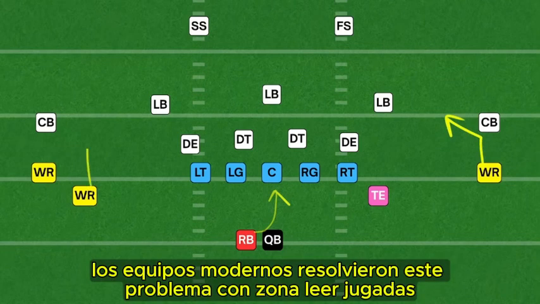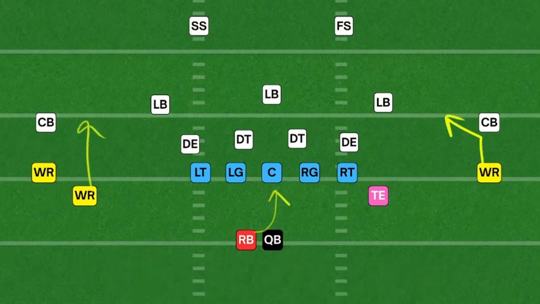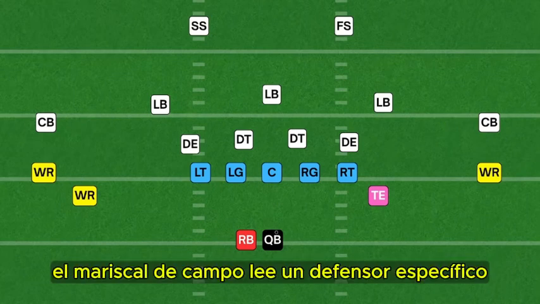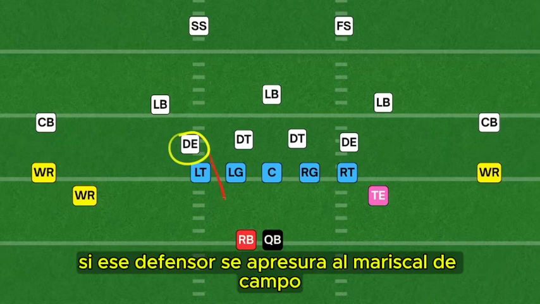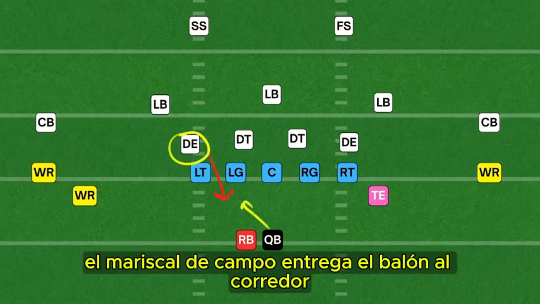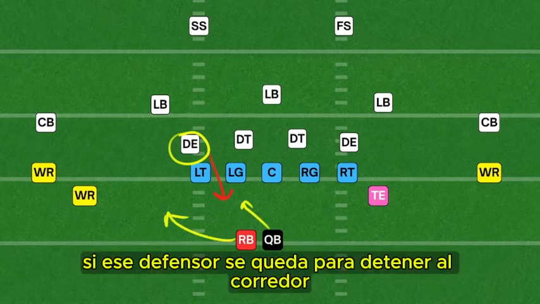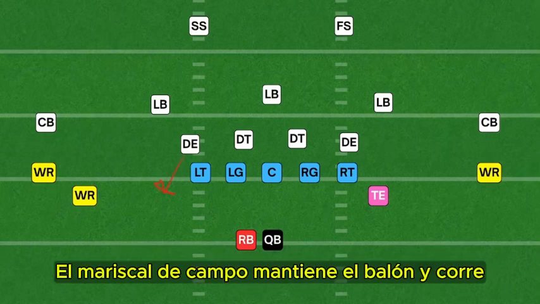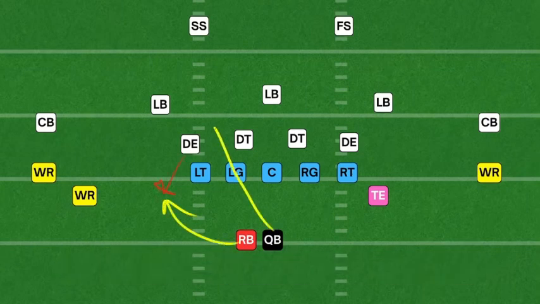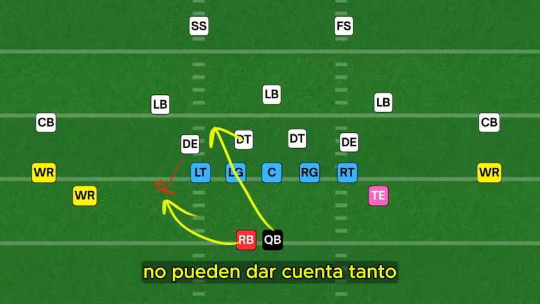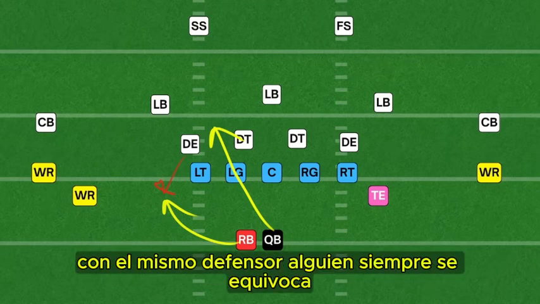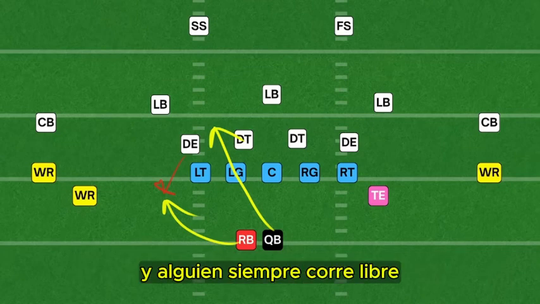Modern teams solve this problem with zone read plays. Here's how it works. The quarterback reads one specific defender, usually the defensive end. If that defender rushes, the quarterback hands the ball to the running back. If that defender stays to stop the running back, the quarterback keeps the ball and runs. This puts the defense in an impossible situation. They can't account for both the quarterback and the running back with the same defender. Someone's always wrong, and someone's always running free.